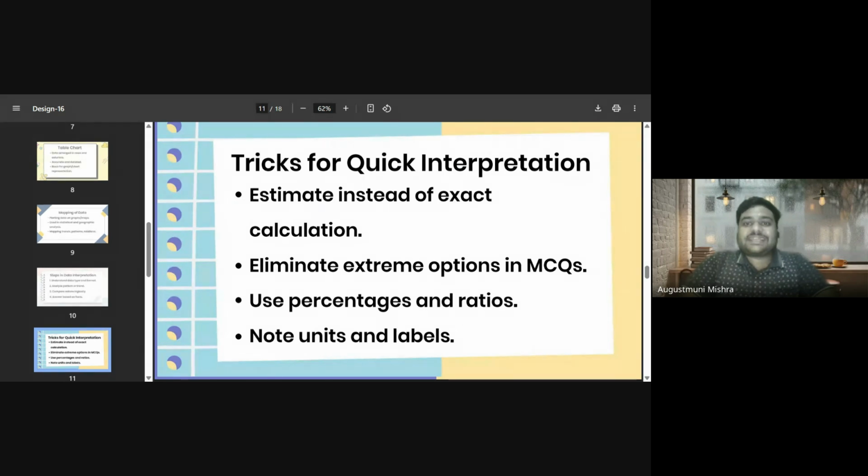After that, eliminate extreme options in MCQs. During the solution of a question, you can do that too. Use percentages and ratios. In most of the questions, we are going to use the percentage formula and ratio formula, so note it down, because during the solution of questions you will use all of this. Note units and labels during the solution of questions.